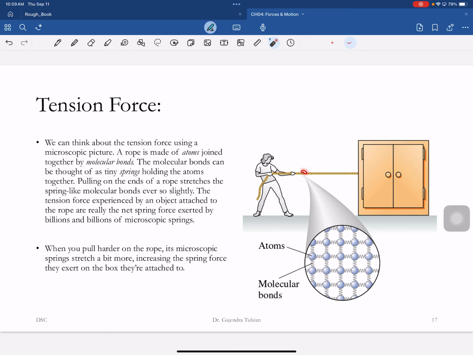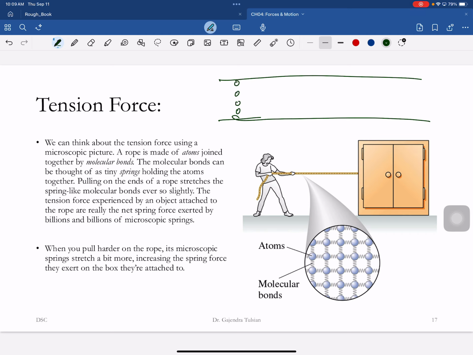The rope is made of many atoms, and the forces between atoms can be modeled by springs. So you can think of the atoms as attached by springs. Now here's the rope, and here are the atoms. When you pull on the rope, you're pulling on this layer of atoms. This layer of atoms stretches these springs, and then that pulls this layer of atoms, which is pulling the next layer of atoms, and so on, and then you're pulling the box.